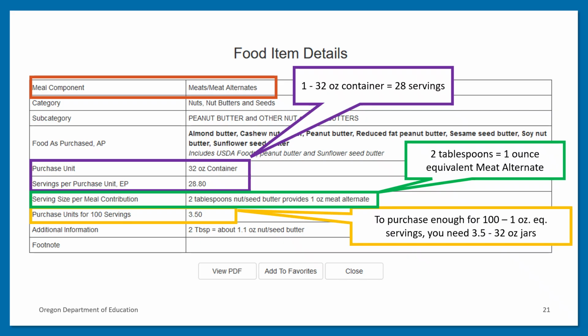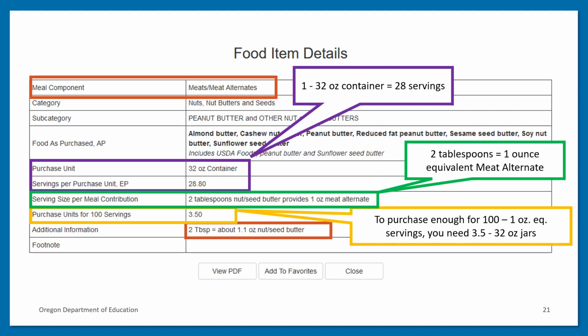Moving down to the purchase units for 100 servings. This is helpful information, especially for cooks or purchasers who serve a lot of participants at a time. It tells you how many 32-ounce containers you need to buy if you want to serve 100 servings of 2 tablespoons of peanut butter. You would need 3.5 jars. If you were serving 100 servings of 4 tablespoons of peanut butter, you would need to double it to 7 jars.